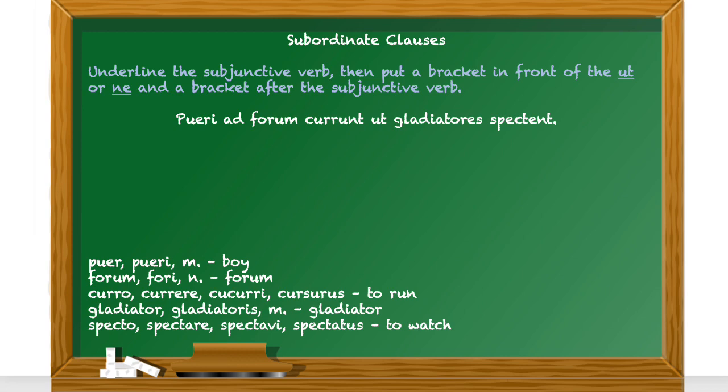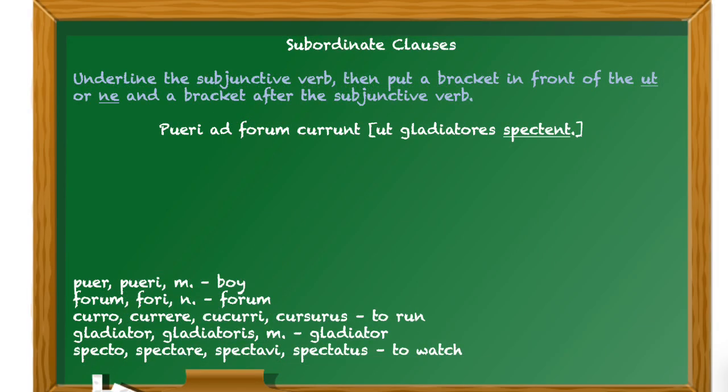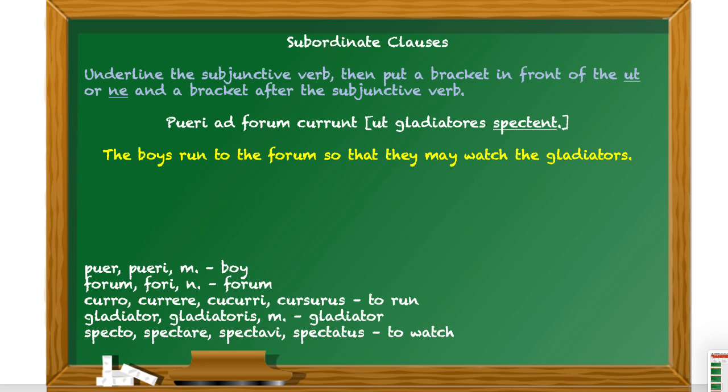So you should have underlined the word spectent. It's a first conjugation verb. It has that E in there, makes it a present subjunctive. And you should have put brackets around the ut and then after the spectent. Now go ahead and see if you can translate this sentence. Again, pause the video and continue when you've finished. So you should have come up with the boys run to the forum so that they may watch the gladiators. So we've got a positive purpose clause there.